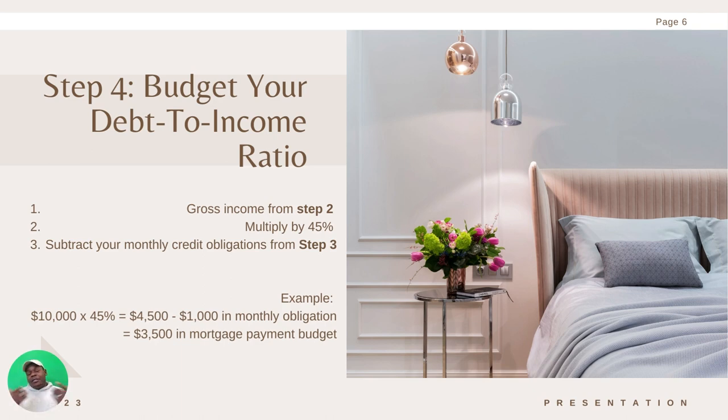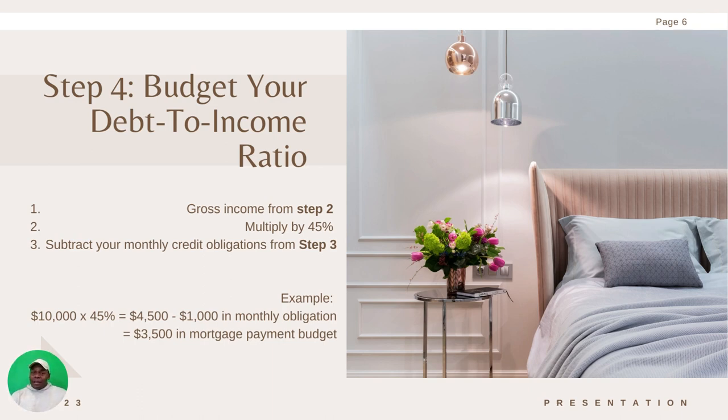Okay, so we're just gonna do the safe bet, and that's 45%. You multiply your income by 45%, and that gives you your allowable maximum income that we can use. Now, after 45%, then you will subtract your monthly obligation, because that 45% is saying, hey, this is the maximum debt to income ratio that we can actually do. That's not including your monthly debts.